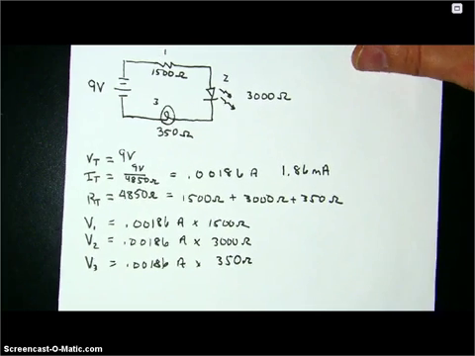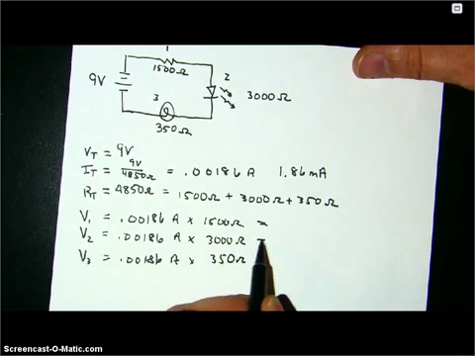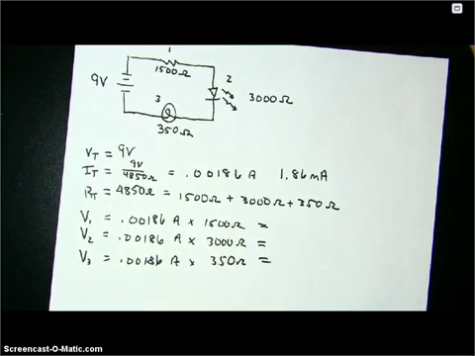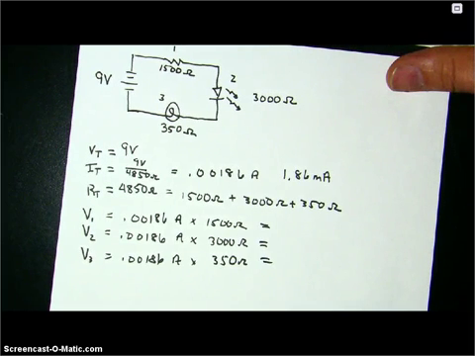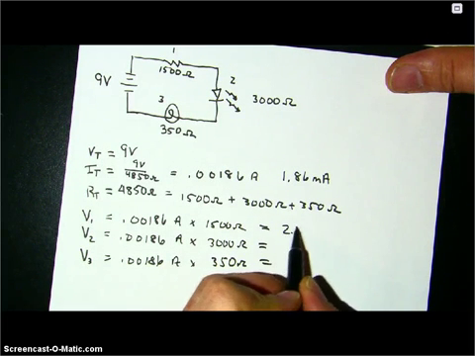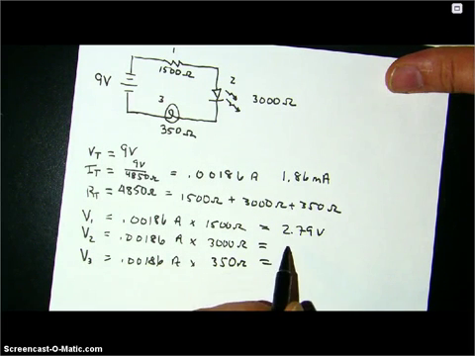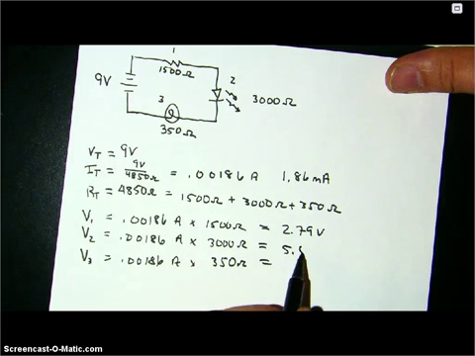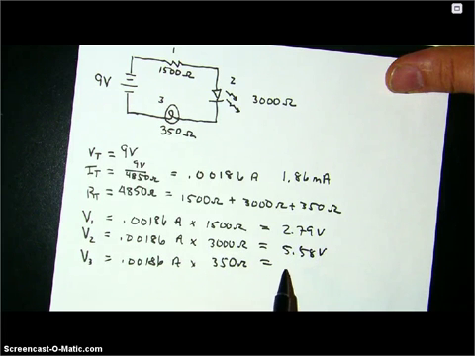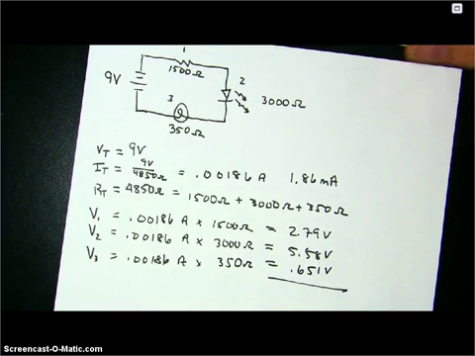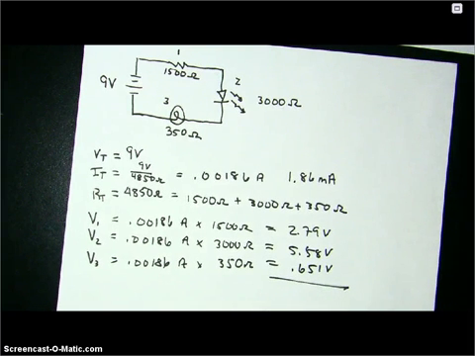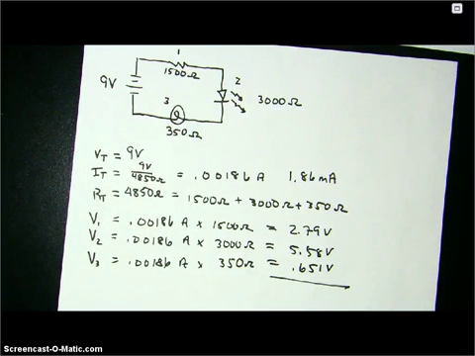All right. When I do the math here, I find out that for my first component here, I have approximately 2.79 volts. My second component, I have approximately 5.58 volts. And for the third one, I got about 0.651 volts. When I add this together, what should I get? 9, or pretty close, okay?